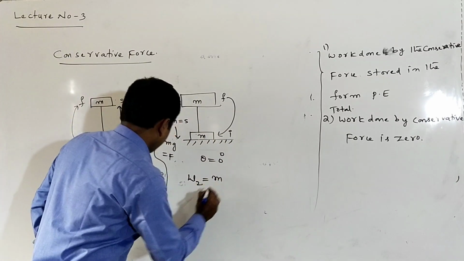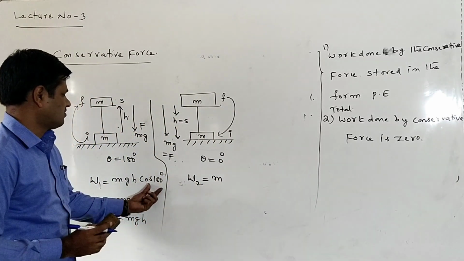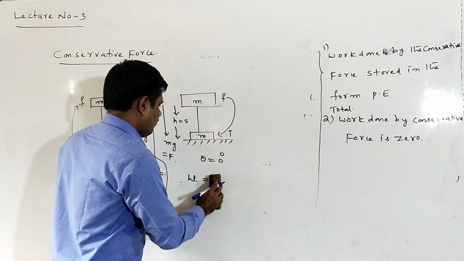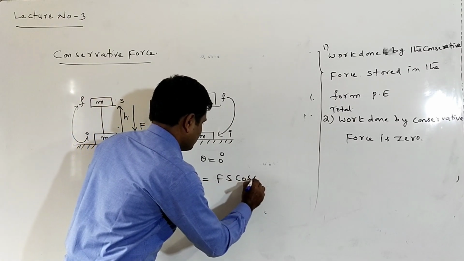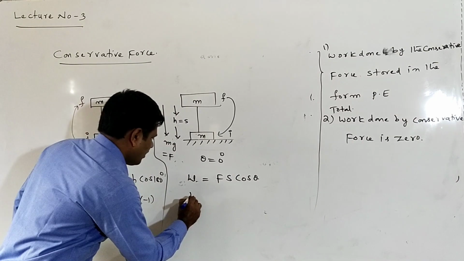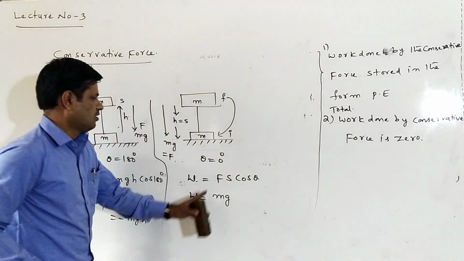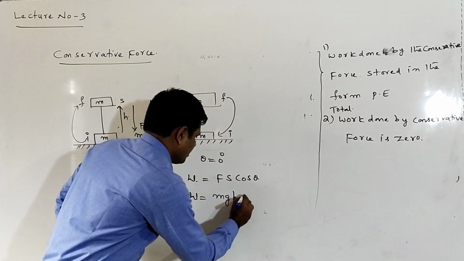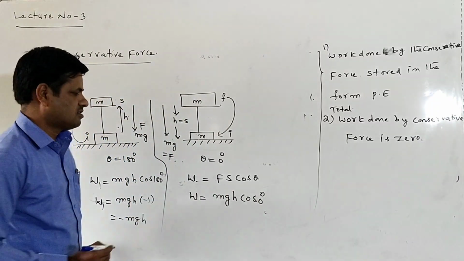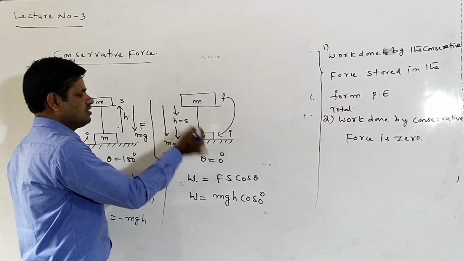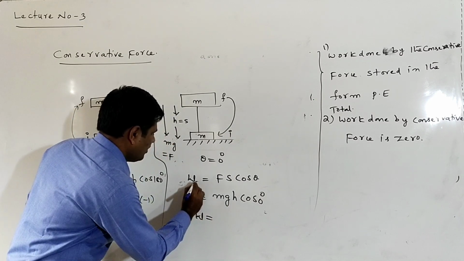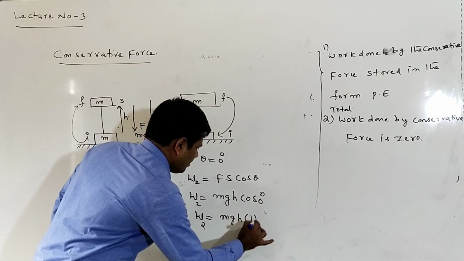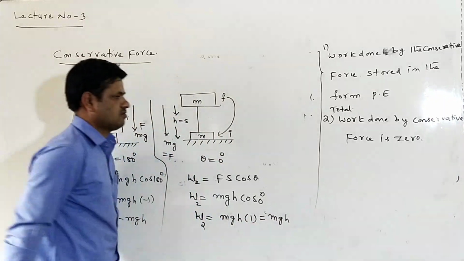Now work done can be written as mgh cos 0. Why am I writing mgh cos 0 here? I am explaining. Work done is equal to Fs cos theta. Force F is equal to mg, displacement S is equal to h, and the angle between F and S is 0 degrees, because both are in the same direction. So W2 is equal to mgh into 1, which is mgh.